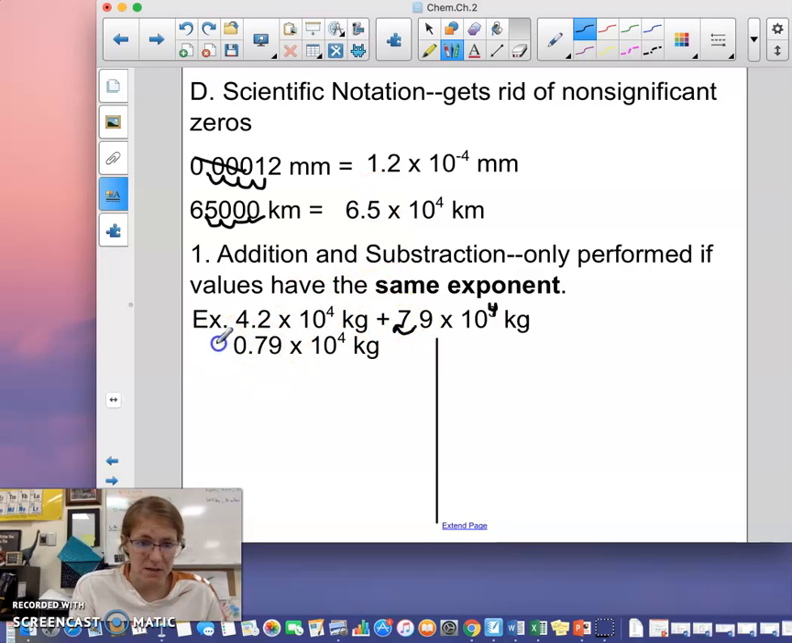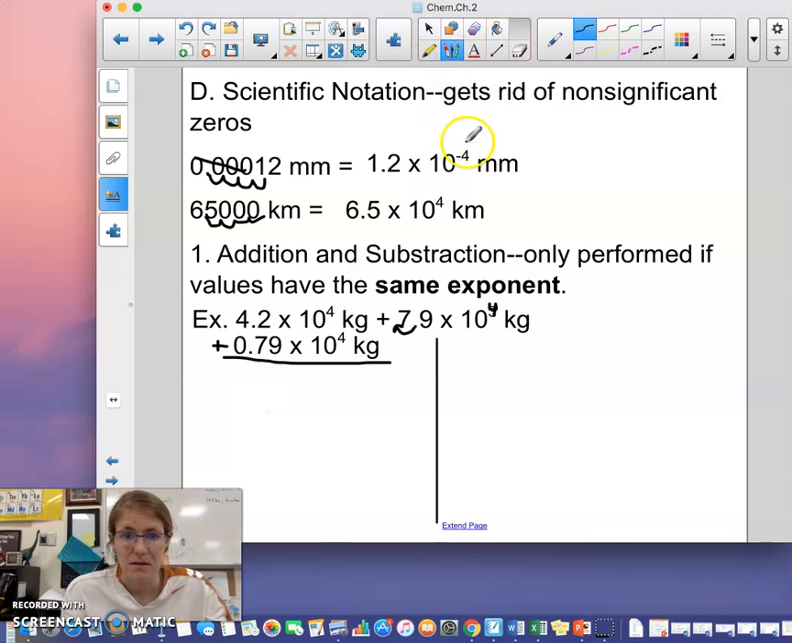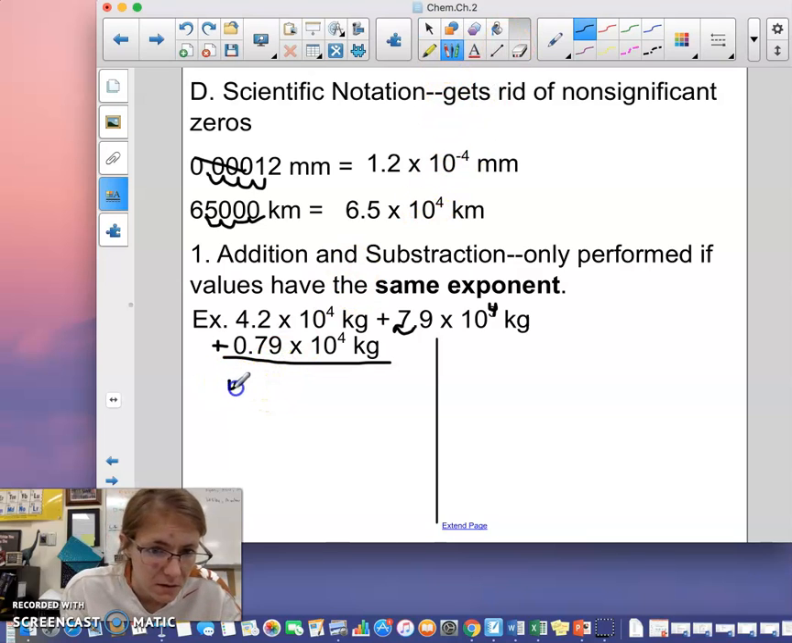And now I can just do whatever I'm doing here. I'm doing addition, so I'm going to add these numbers up. Okay, and I'm going to get a value here. Let's see, 4.2 plus 0.79. I get 4.99 times 10 to the 4, right? 10 to the 4 kilograms.